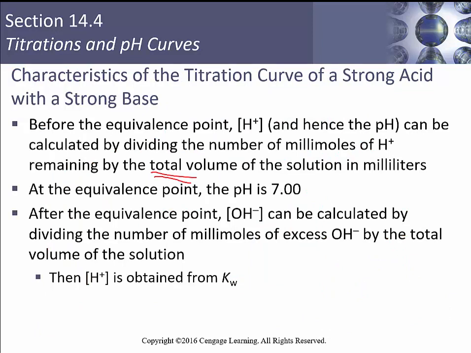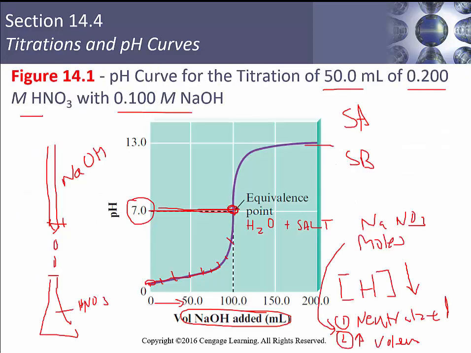At the equivalence point, the pH is 7. And after the equivalence point, our hydroxide ion concentration can be calculated by dividing the number of millimoles of excess hydroxide by the total volume of the solution. So then our H plus is obtained from Kw. Okay? So anywhere along here, we're just looking at how much strong acid do I have. Anywhere up along here, I'm just doing how much excess hydroxide.